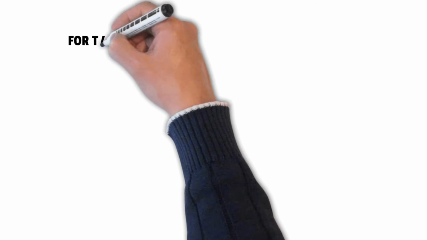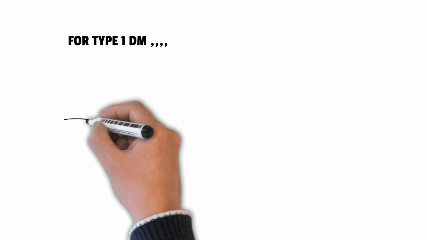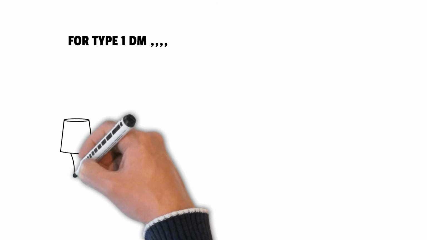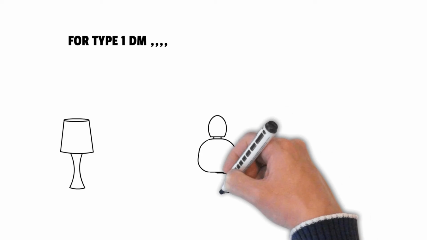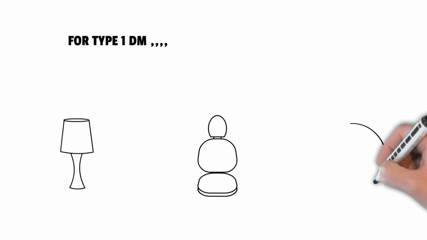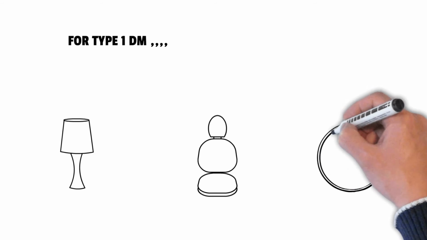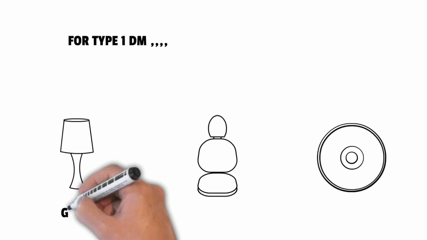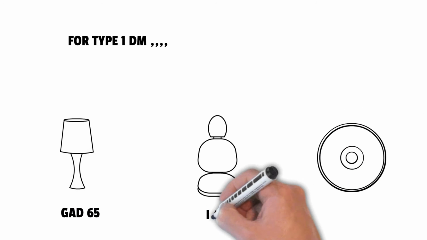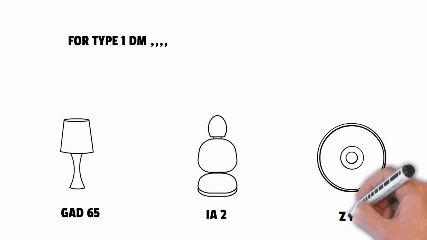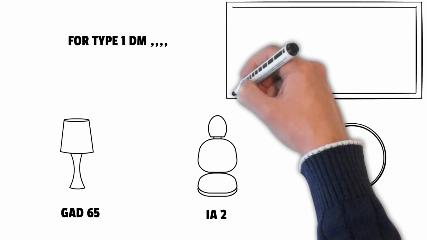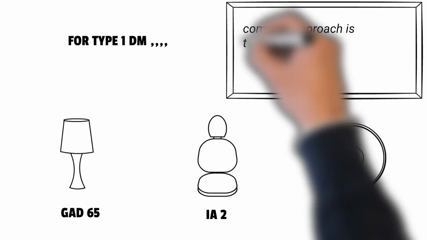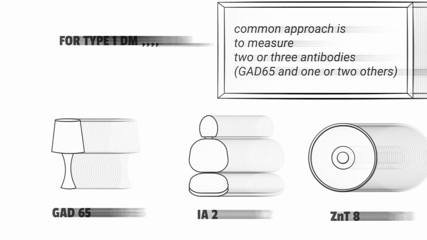There are several autoantibodies which we can use to diagnose type 1 diabetes mellitus. Especially, the first one is glutamic acid decarboxylase 65, and islet cell antigen 2 and zinc transporter 8. The common approach is to measure 2 or 3 antibodies, mainly the GAD65 and 1 or 2 of the others.